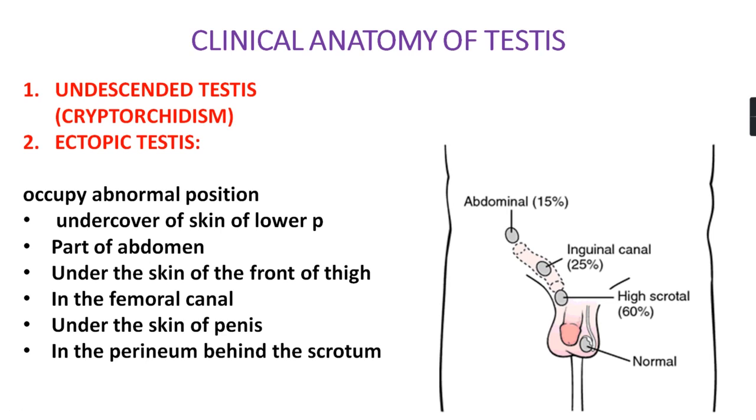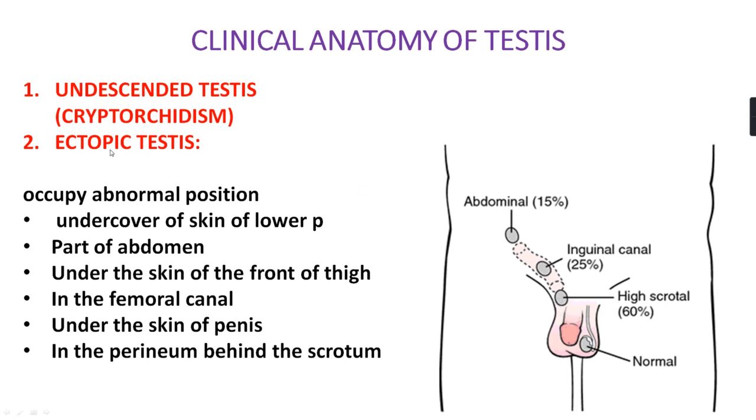Now, undescended testes. The another name for the undescended testes is cryptorchism. See, I have already told you there is one pathway through which the testes come from the abdomen into the scrotum via the iliac fossa, deep inguinal ring, superficial inguinal ring, and ultimately into the scrotum. Right? If it is stopped anywhere along this pathway, like in the iliac fossa, either in the deep inguinal ring or in the superficial inguinal ring, it is called undescended or partially descended testes.